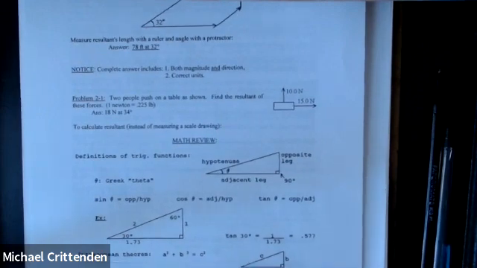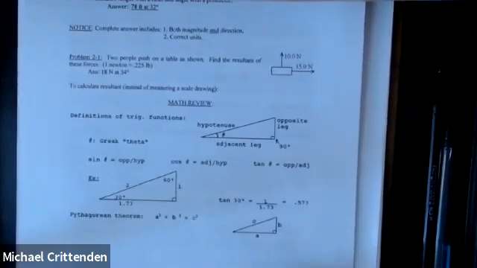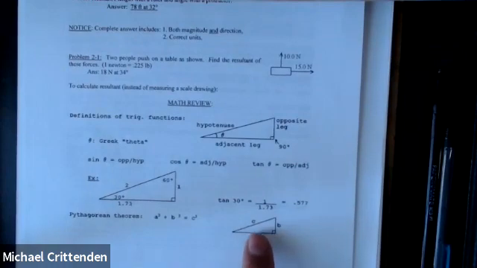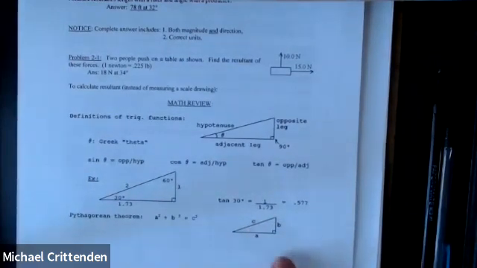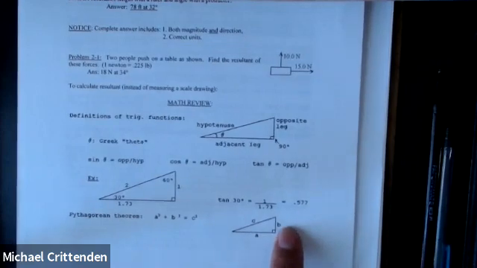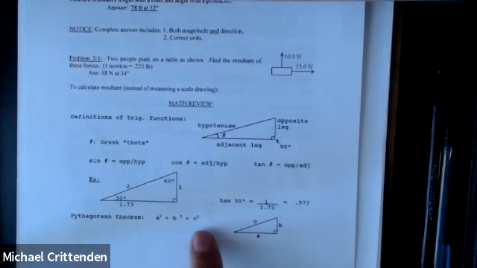The other relationship that we're going to get a lot of mileage out of that has to do with right triangles is the Pythagorean theorem. If you square this leg and you square that leg and add them together, it equals the square of the hypotenuse. C squared equals A squared plus B squared. Okay.